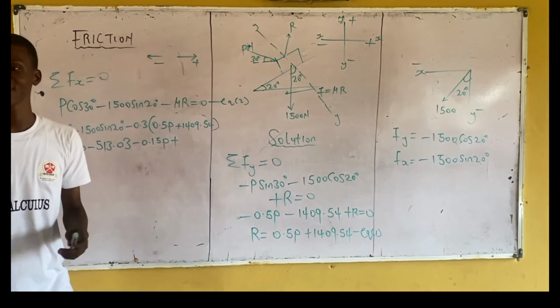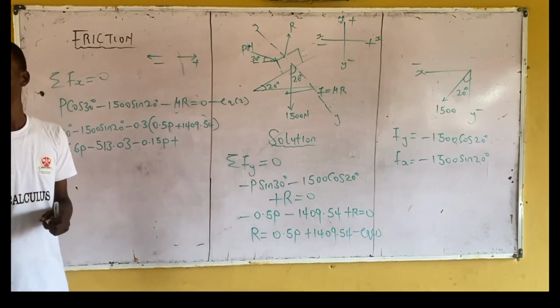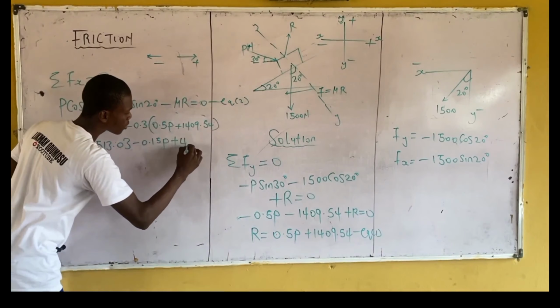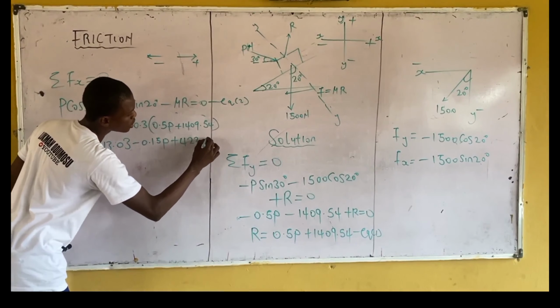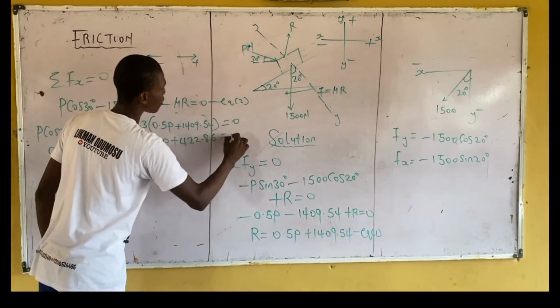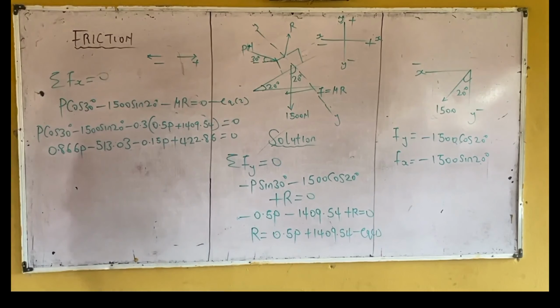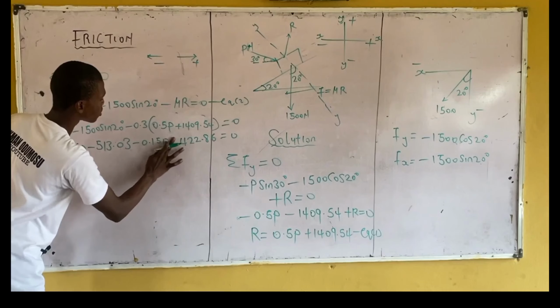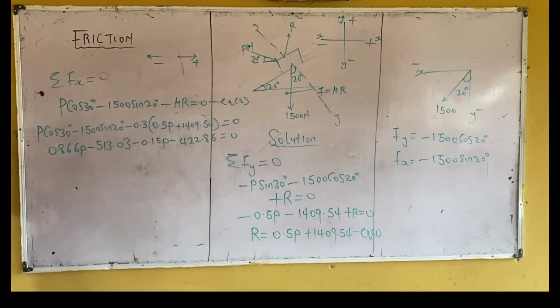Please, let's press our calculator very well. 422.86 equals 0. We are following equation 2. Any question? That's true. Minus. Then from here, we have just a variable. What's that? Let's fast speed this.